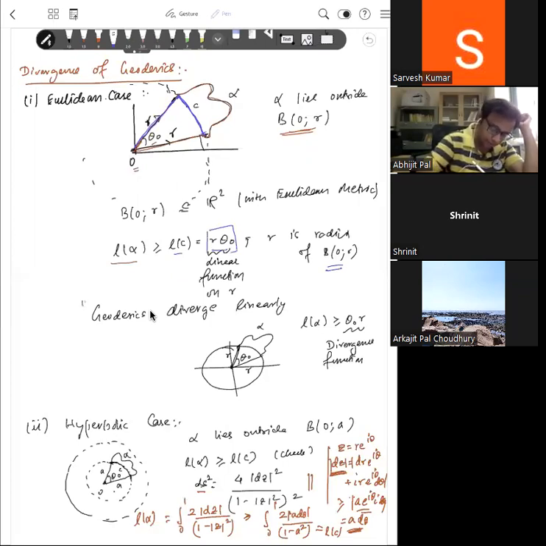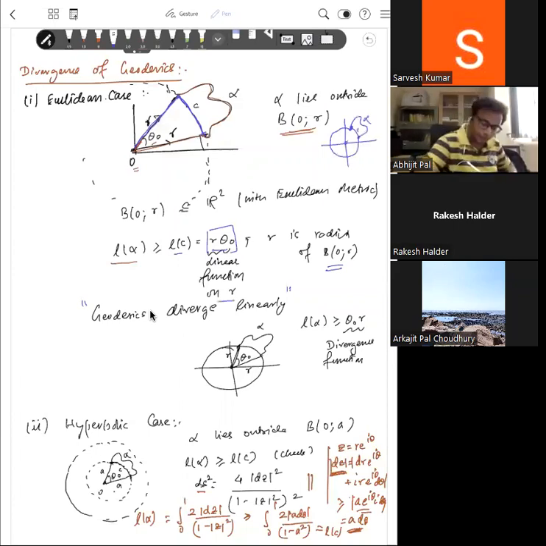So here, why is the first inequality length of alpha greater than or equal to length of C? You can check this. If I take any ball in the Euclidean case, the length of alpha is always greater than or equal to the length of C, and this is equal to r theta naught. So it is a linear function on R. So geodesics diverge linearly here, because this function is a linear function on this R.